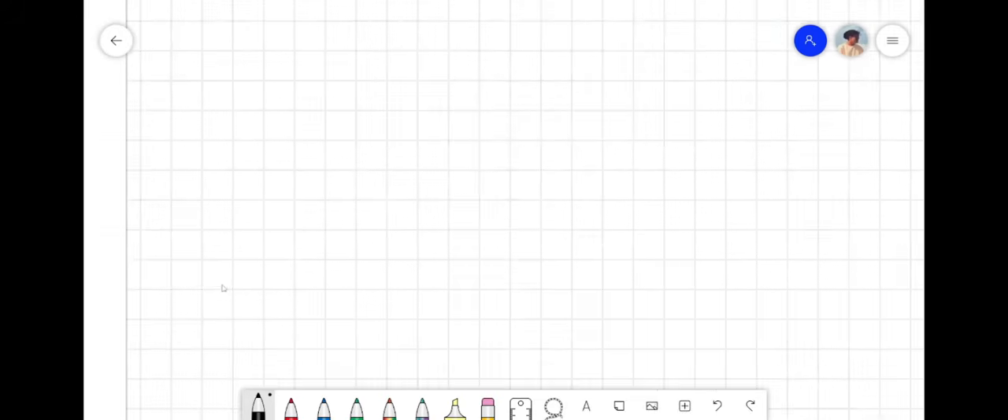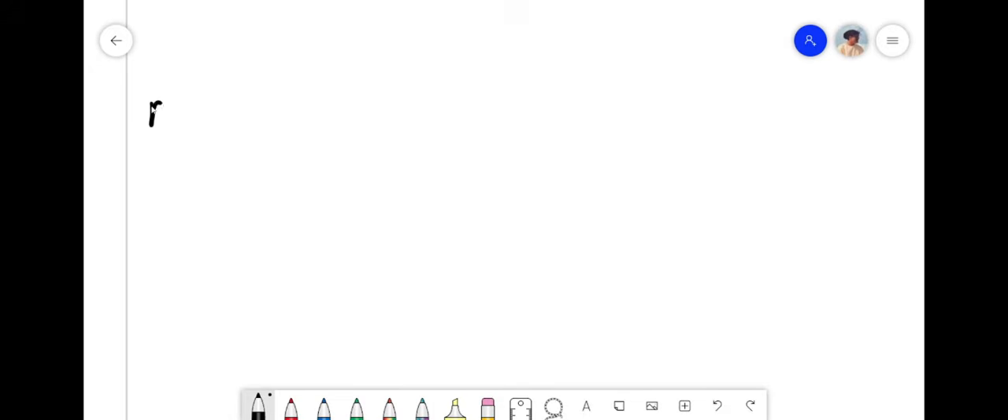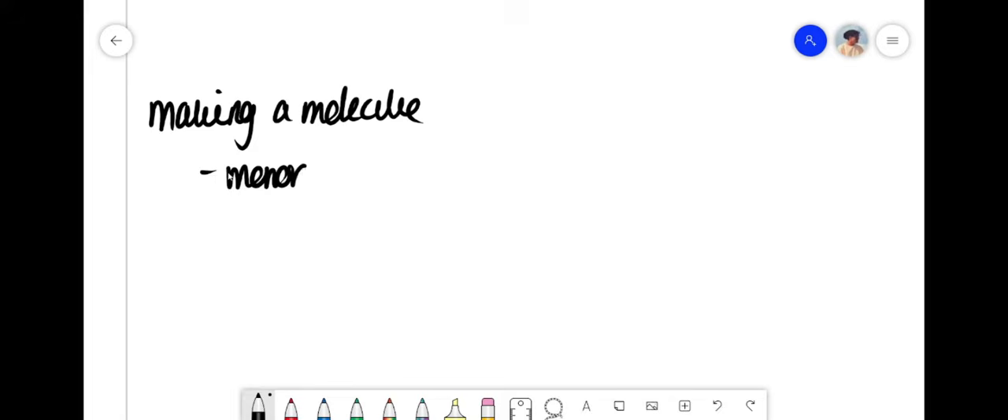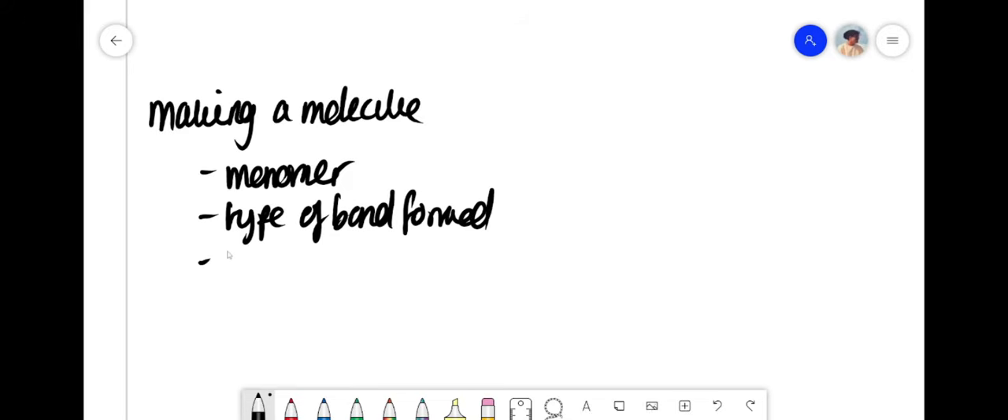Whenever you talk about making a molecule, like a polymer or whatever, in biology, always say what the monomer is, the type of bond formed, and how the bond was made, which in most cases is condensation. So if you were to talk about, for example, making a dipeptide, you would have amino acids, that's your monomer, forming a peptide bond via condensation reactions in which a molecule of water is made.